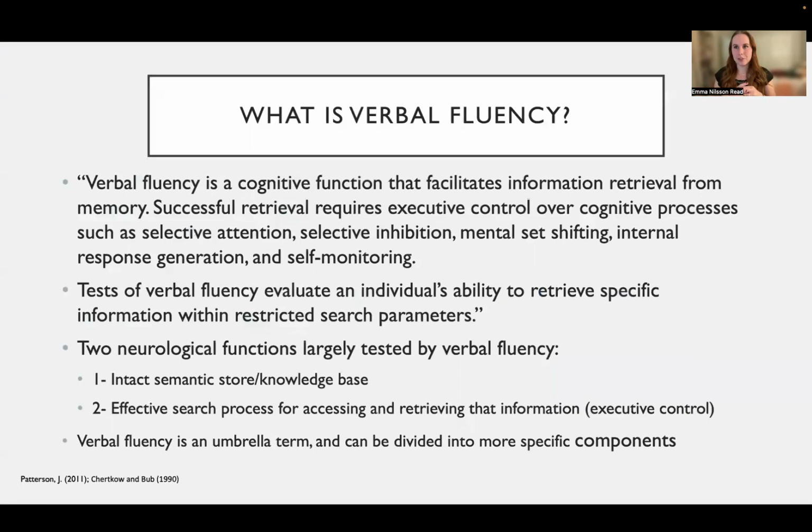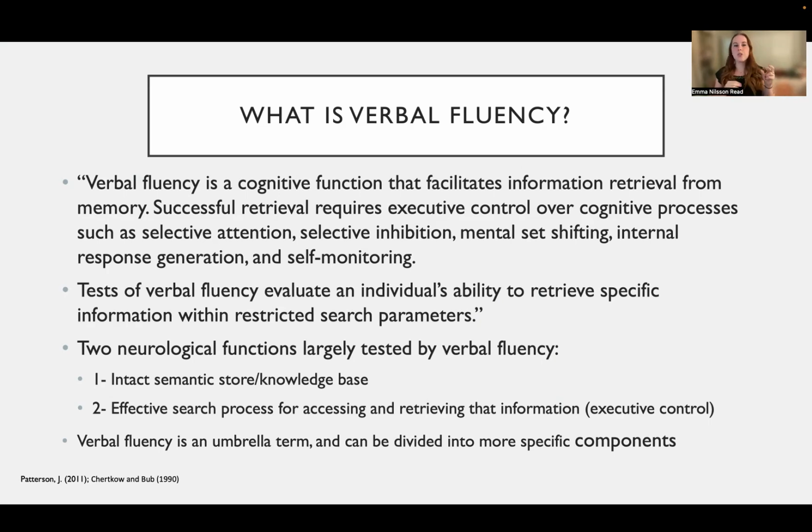What is verbal fluency? Verbal fluency, a quote here, is a cognitive function that facilitates information retrieval from memory. Successful retrieval requires a couple things. That retrieval requires executive control over your cognitive processes, such as selective attention, selective inhibition, mental set shifting, internal response generation, and self-monitoring. So what does that mean? Let's break this down a little bit. Basically, tests of verbal fluency are going to evaluate an individual's ability to retrieve specific information within restricted search parameters. And I'll explain a little bit more what that means in context in a couple slides.